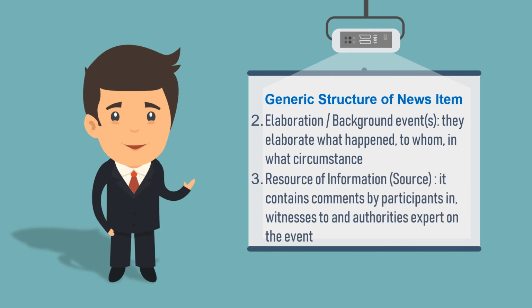The last part of the generic structure of news item text is source of information. It contains comments by participants in, witnesses to, and authorities or experts on the event. Attribution informs you of the source of information, the person being quoted or the person whose statement is paraphrased. Attribution mentions the source's full name and job title in the first reference. On the next attribution, write only the last name. If the informant has a specific title or rank, mention it before their full name.